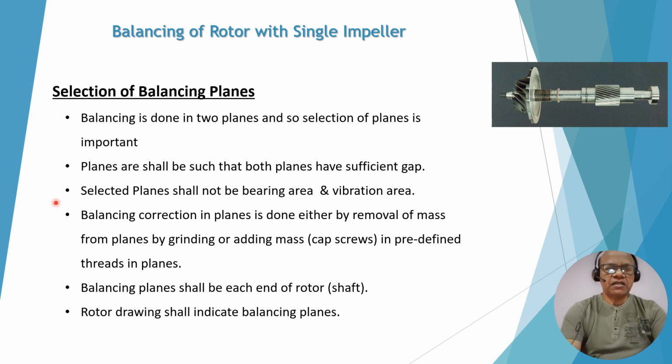The balancing correction in the planes is done either by removing mass by grinding or by adding mass, like fitting a cap screw in predefined threads in the plane. So either you can remove mass, depending upon the type of plane selected, or you can add mass by adding a cap screw. The balancing planes shall be at each end of the shaft. As said, there should be a sufficient margin and gap, so they should be further away at each end of the shaft. And the rotor drawing shall indicate where the balancing planes are.